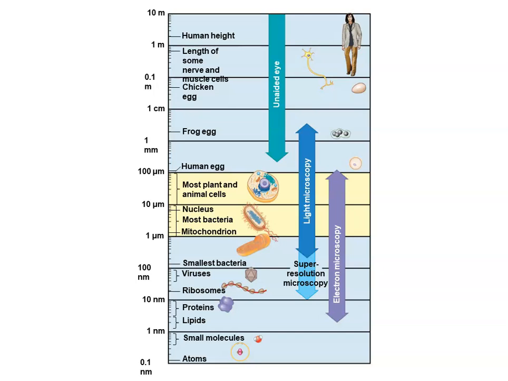If you want to be able to see something that does not require a microscope, you basically need it to have a size approximately, I would say, 50 micrometers or greater. Human eggs fall just outside of unaided eye, but frog eggs, nerve cell lengths, muscle cell lengths, obviously our height, anything like that we can see without using a microscope. And if you want to see individual molecules or atoms, you're going to have to go even further than electron microscopy.